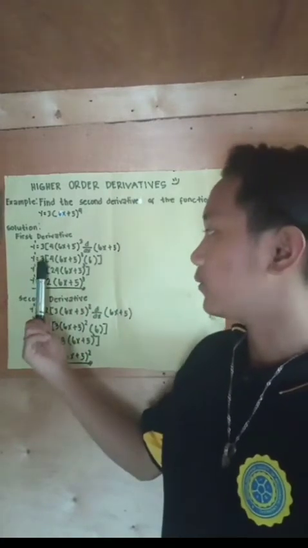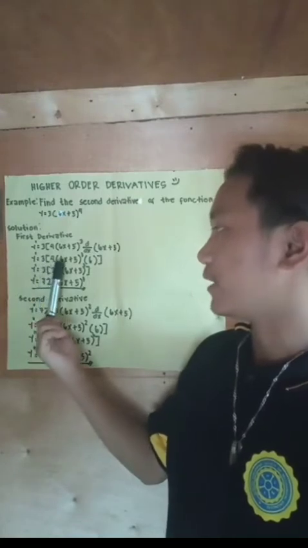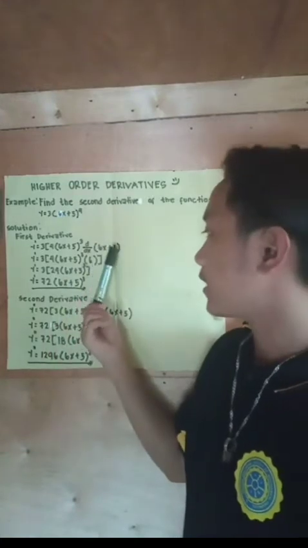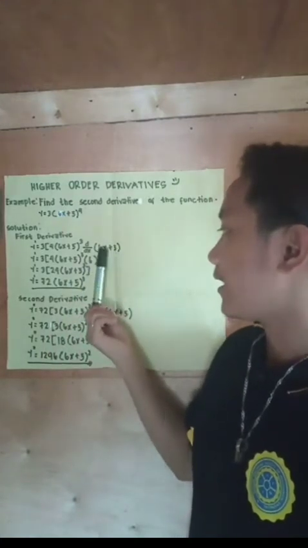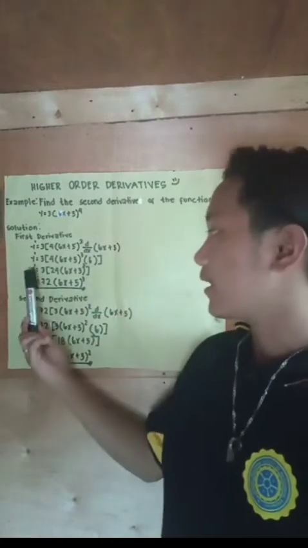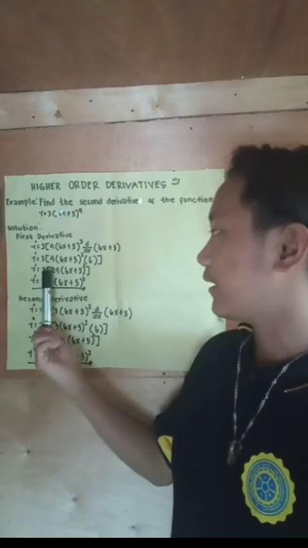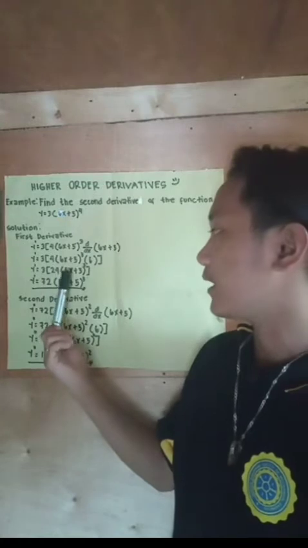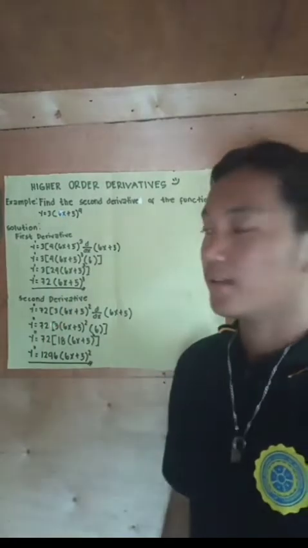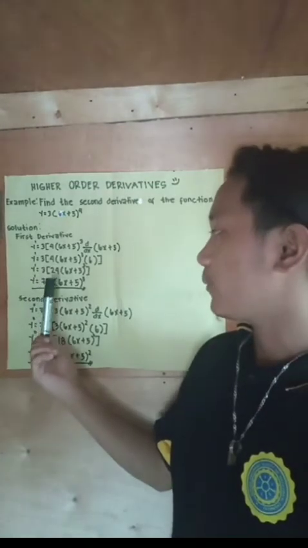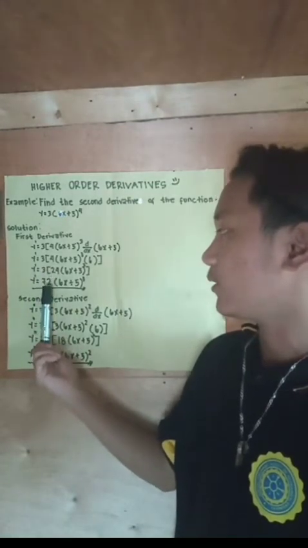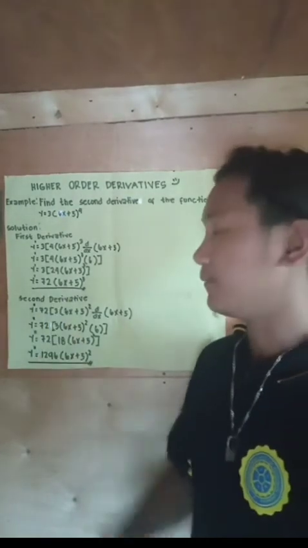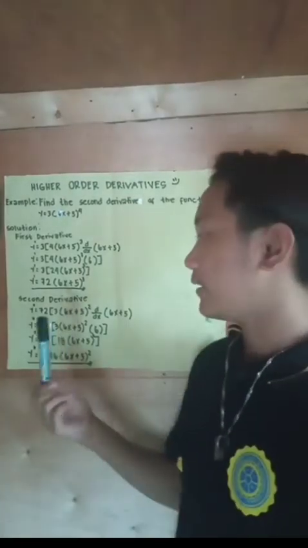Next is y prime equals 3 times 4 times the quantity of 6x plus 5 raised to 3, and the derivative of 6x plus 5 is 6 kay 0 ang 5 din ang x is 1, so 6. Next is y prime equals 3 then times ang 6 og 4 nahimo siyang 24 times the quantity of 6x plus 5 raised to 3. Next is y prime equals 72 because 3 times 24 is 72 times the quantity of 6x plus 5 cube. So mao na ni siya ang atong first derivative. So now pwede na nato ma-solve ang second derivative.